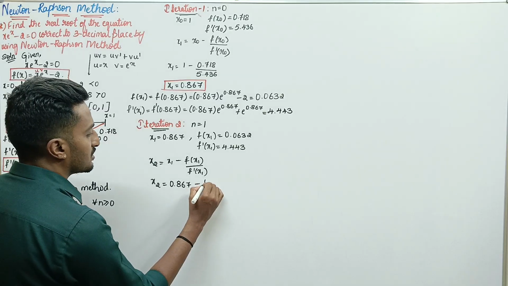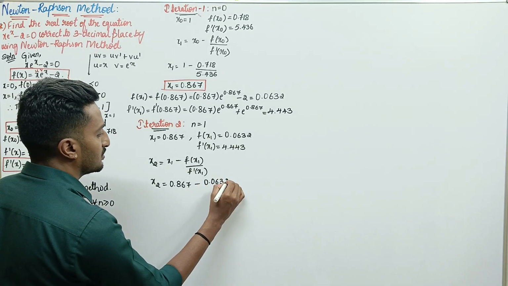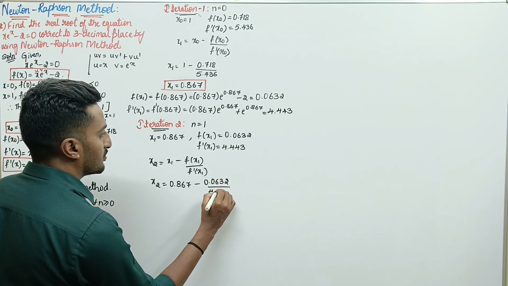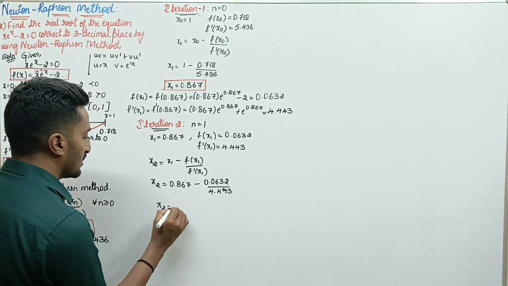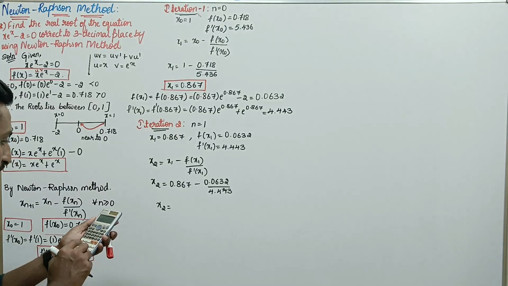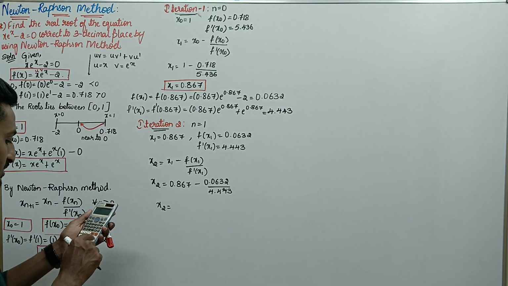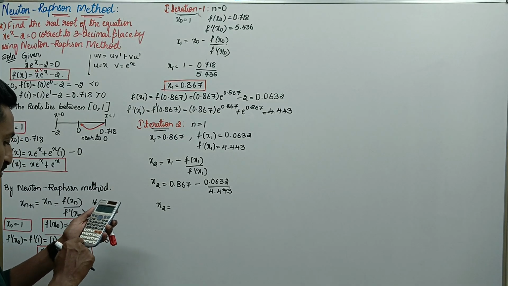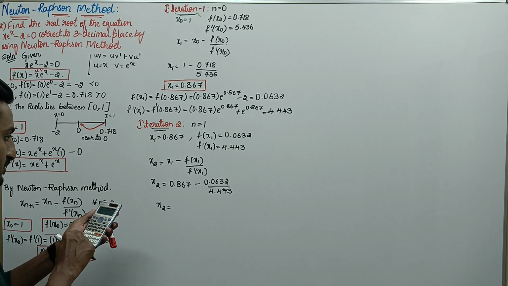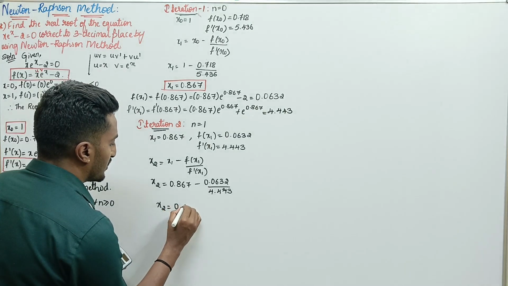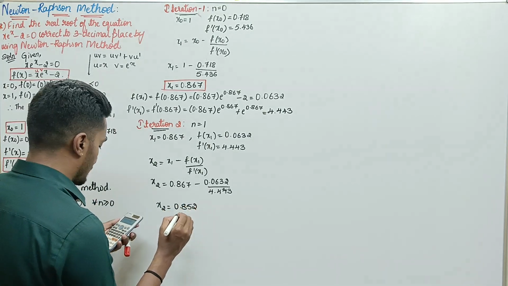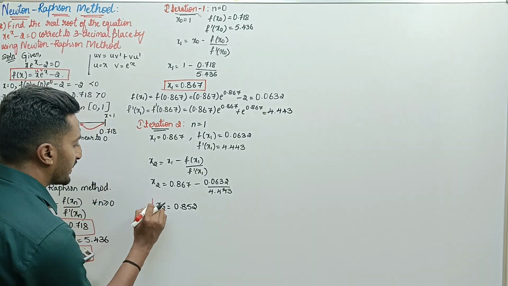0.867 minus 0.0632 divided by 4.443. x2, what is x2? We have 0.867 minus 0.0632 divided by 4.443. We get 0.852. Got the point? This is the value of x2.